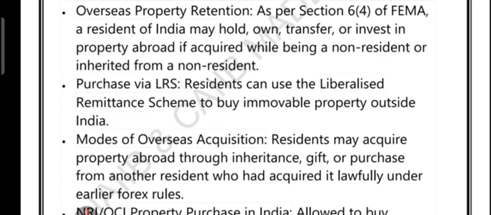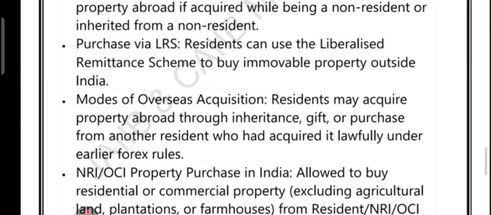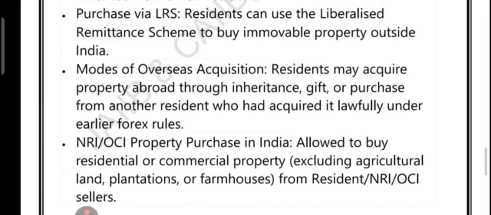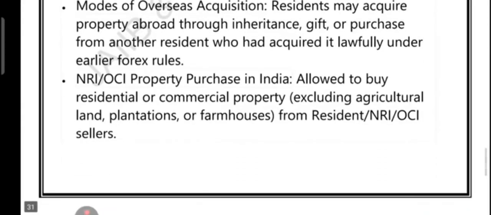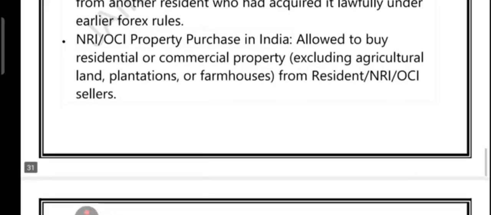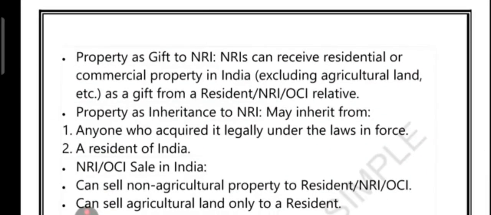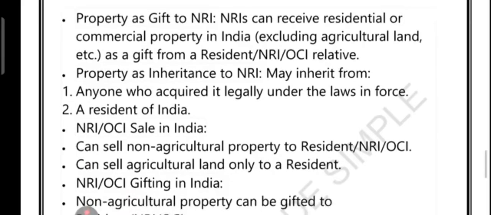So that is what I am telling you. You can buy property abroad using the LRS. If you are an NRI or an OCI, right? You can buy a house or commercial property in India but not farm, plantation or agriculture land. An NRI can receive property as a gift from a relative, but again no farmland, plantation or farmhouse. If you inherit property in India, it is valid if the previous owner got it legally.